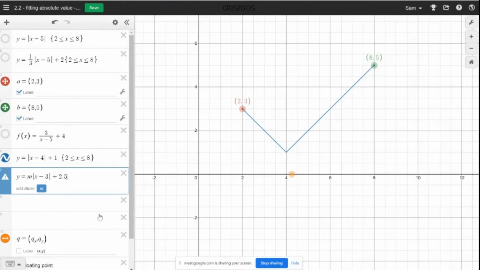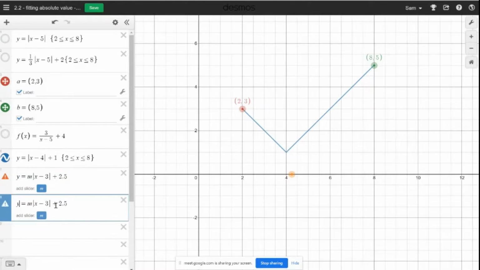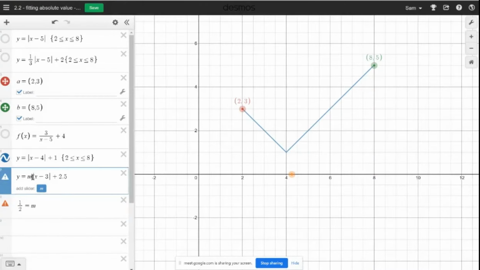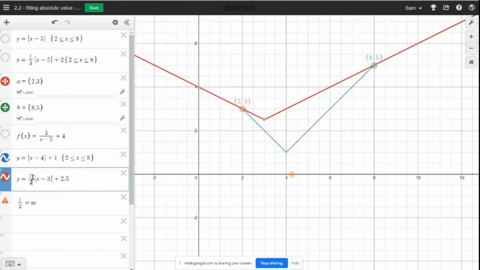What should the gradient be? Substitute in 8, 5. So y is 5. Take away 2.5 from both sides. 8 minus 3 is 5. 2.5 divided by 5 is just half. The gradient should be half. There you go.